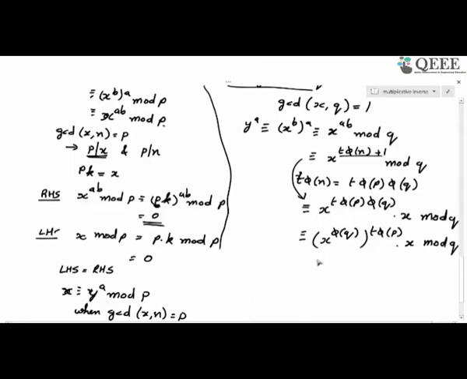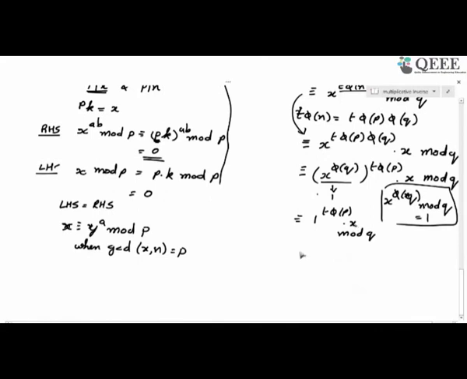Now you see that since GCD of x and q is equal to 1, therefore x to the power of phi of q mod q will be equal to 1. Therefore, this particular term is actually equal to 1. So it is congruent to 1 to the power of t phi of p into x mod q, and this is equal to x.